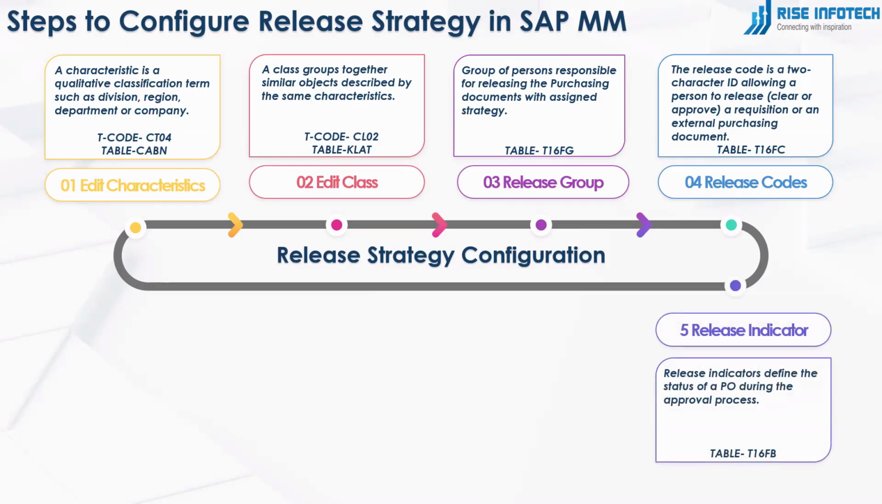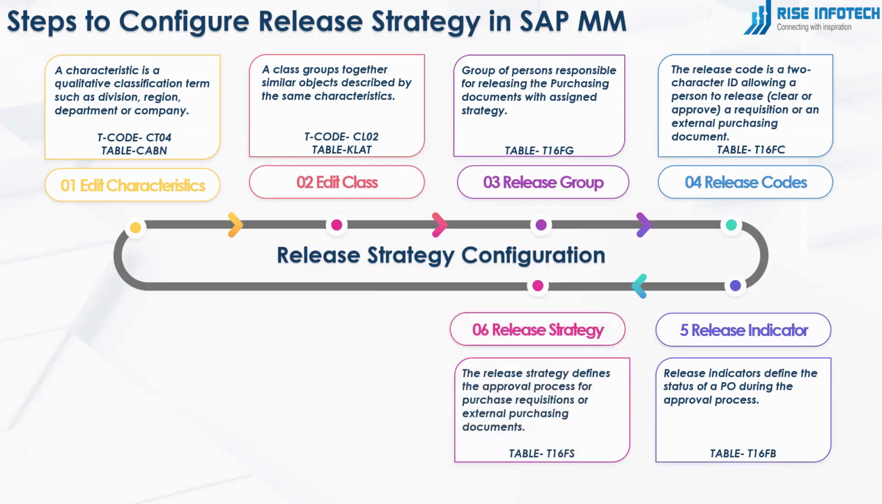Next is release indicator. The release indicator provides the status of the PO during the approval process, where it is either blocked, cancelled, or released. Whatever the status is, it is seen in this release indicator. The table for the release indicator is T16FB. So next was release strategy.